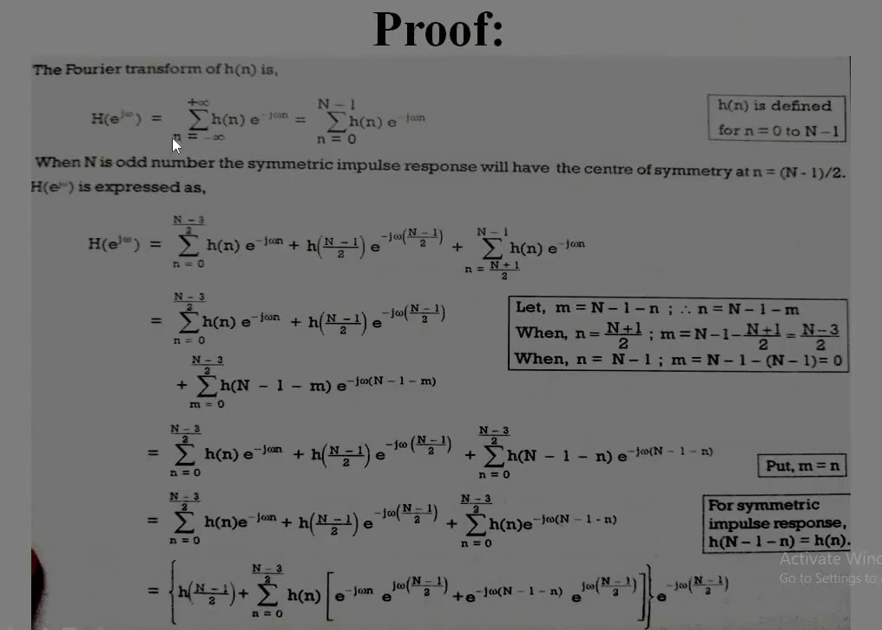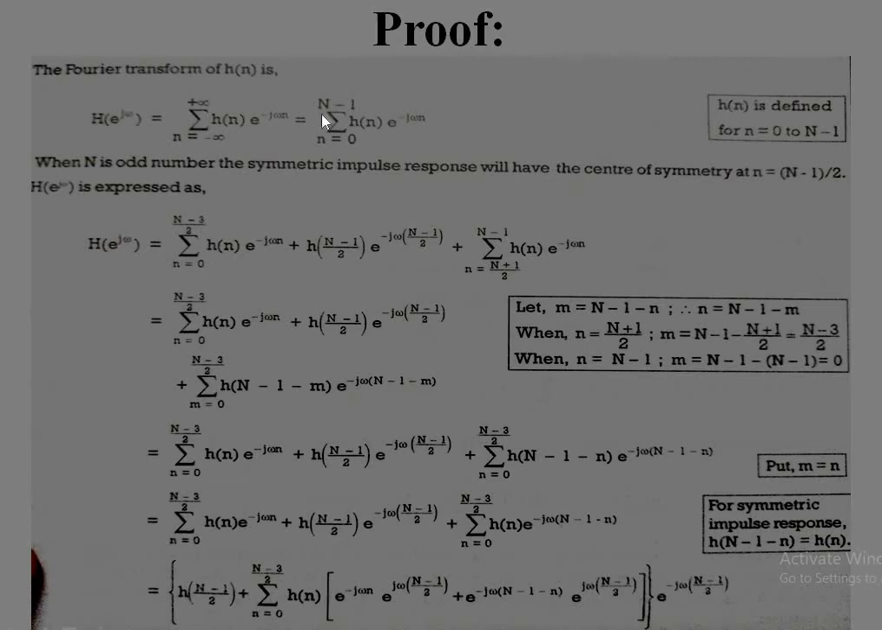As I have said, I have considered an h of n which is symmetric and has its values from 0 to n minus 1. Since it is symmetric with respect to (n minus 1)/2, it has its values evenly spread before (n minus 1)/2, that is from 0 to (n minus 1)/2, and similarly it is evenly spread from (n minus 1)/2 to n minus 1.